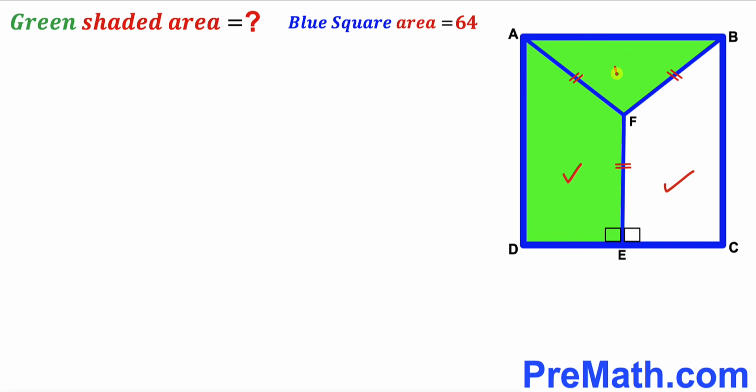This blue square ABCD consists of these two identical trapezoids and this isosceles triangle, as you can see in this given diagram, such that these three segment lengths AF, BF, and EF are equal in length. And these are our 90-degree angles. Furthermore, the area of this blue square has been given to us as 64 square units. Now our task is to calculate the area of this green shaded region, this area and this area combined.